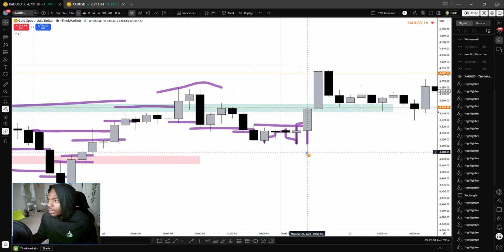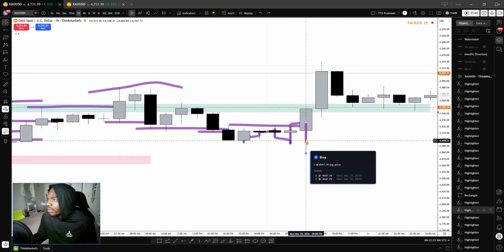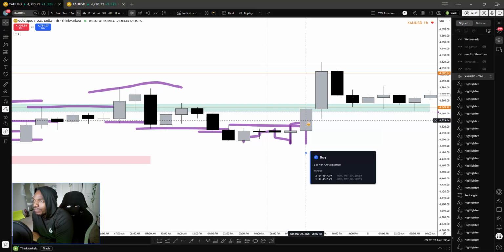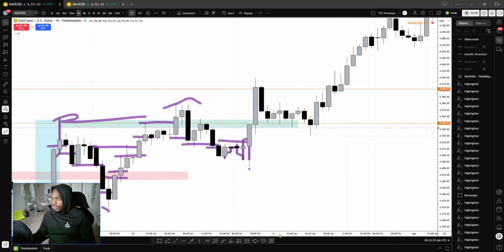So my entry, quite literally, I don't know if you can see that, but my entry is literally right at the high of this candle. The high of this candle is 4,587.27. My entry is 4,547.79. So just a few seconds after this candle closed, I entered. And yeah, that is the way I entered the trade. Entry was right at the high.